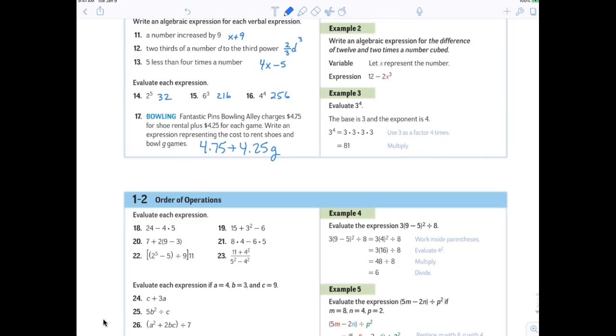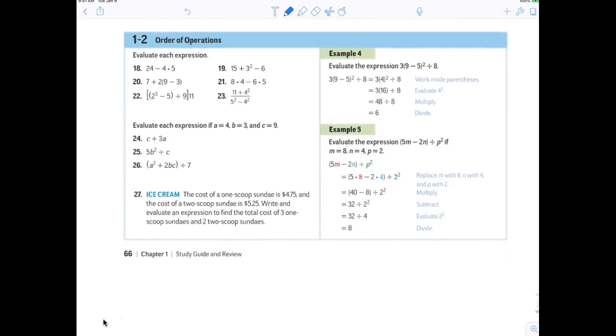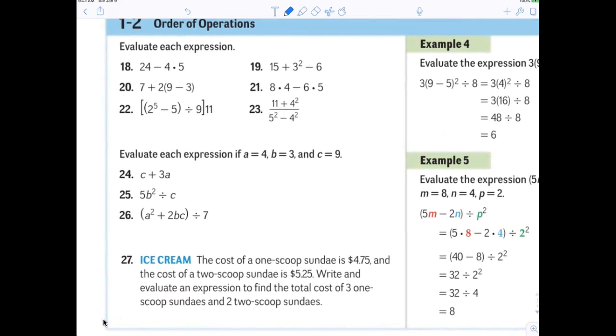All right, I really feel like you guys should be pretty good at 18 through 23. Some good mental math here. All right, 18 was what?